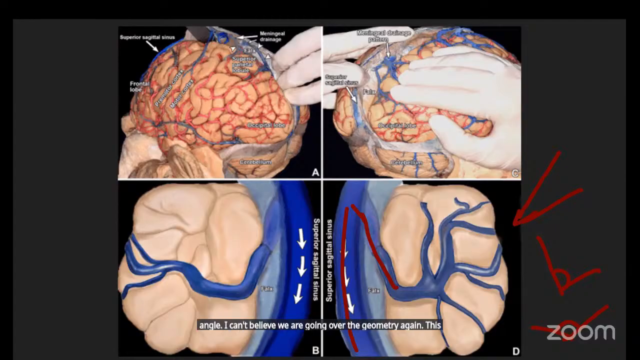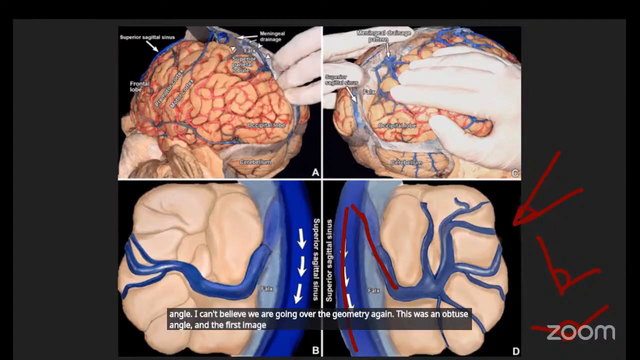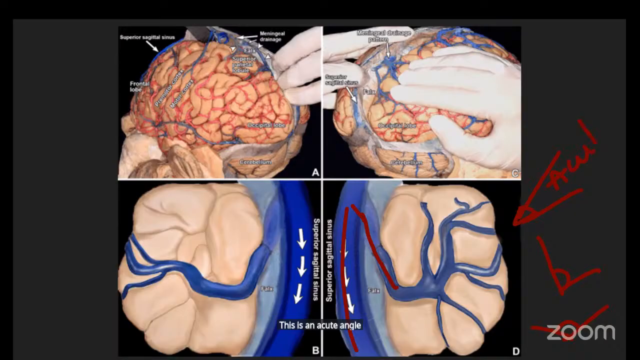This was an obtuse angle, and the first image that I drew, this is an acute angle. And why is it important? Because this is going to prevent retrograde flow. Because this vein is going in this direction and the flow of the blood is in this direction, it's a lot less likely that the blood would go back into these veins, unless there's a DAVF or a pathology which is changing the normal flow.